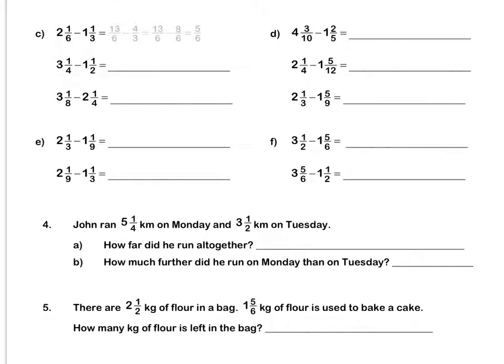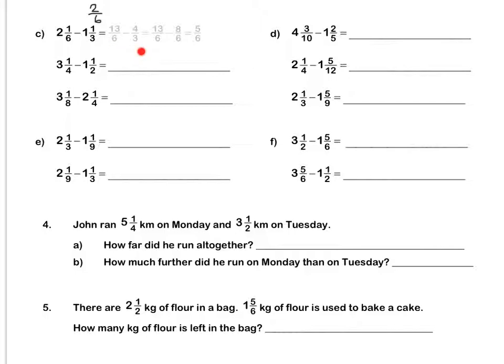Question C. 2 1/6 minus 1 1/3. The lowest common denominator is 6. So we have 2/6 there. Now 1/6 minus 2/6 we are not going to be able to do. So we rewrite both of our mixed numbers as improper fractions first. Then we have 13/6 minus 4/3.